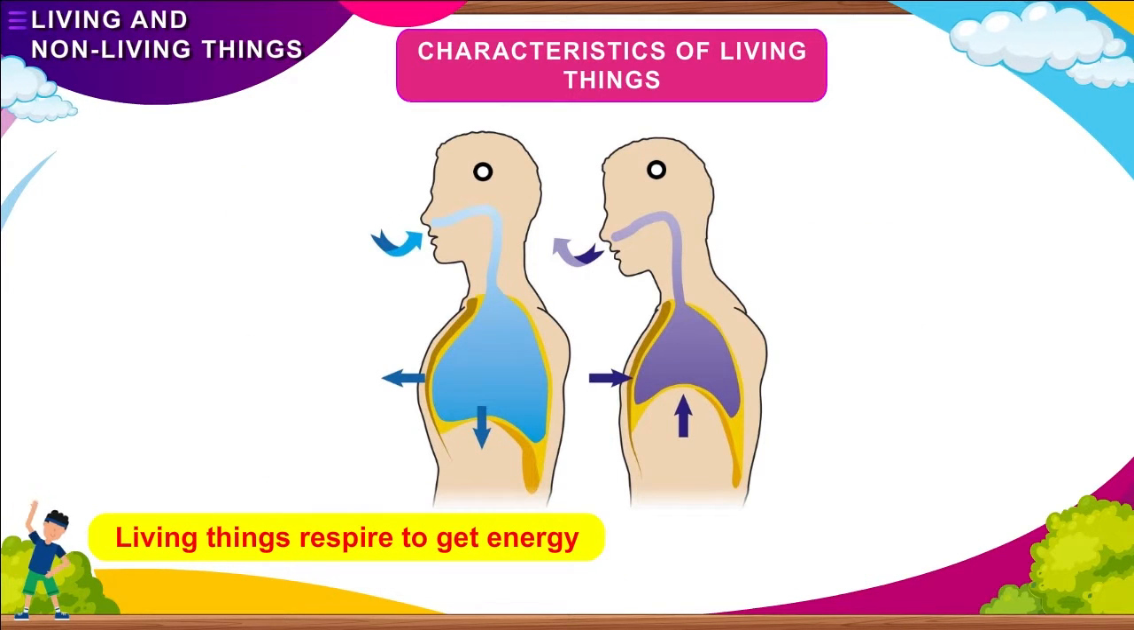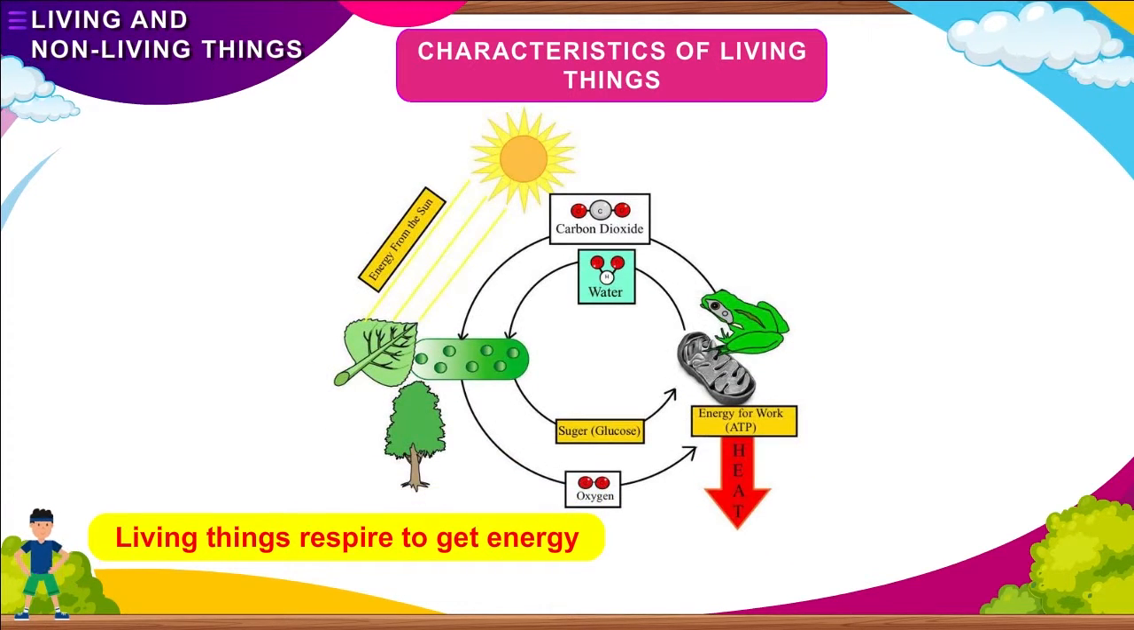Living things respire to get energy. On breathing, we take in oxygen. The oxygen present in the air is utilized by the process of respiration. During respiration, food is burnt to release energy. Both plants and animals respire all the time.